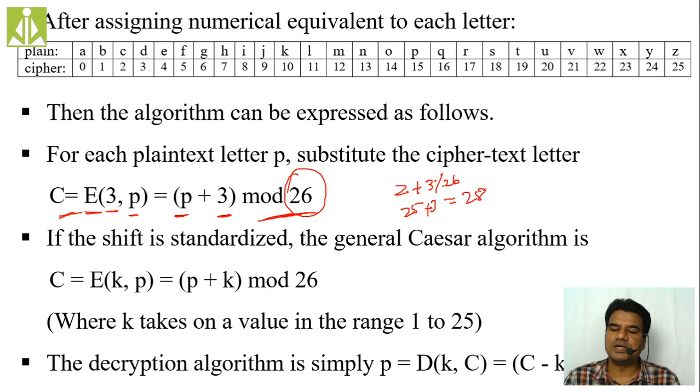2. You will get 2. So we have the character equivalent for 2, that is C. So simply push this C into the ciphertext. Push this C into the ciphertext.